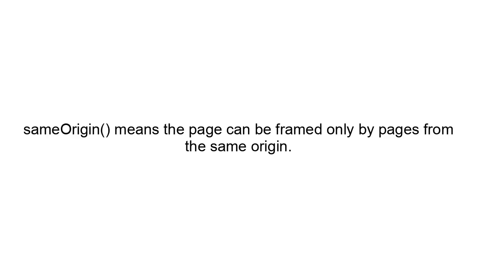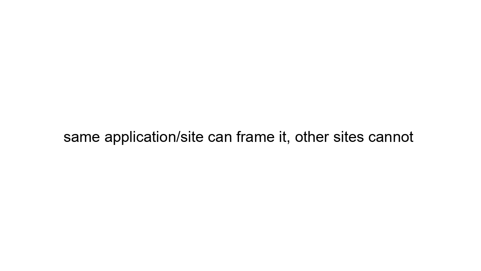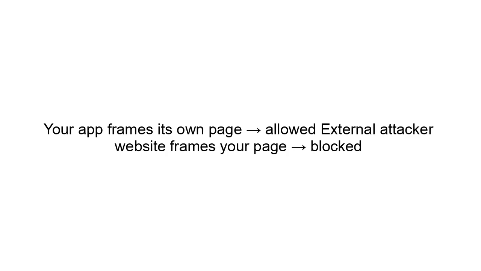Why sameOrigin can be better. SameOrigin means the page can be framed only by pages from the same origin. In simple terms, same application/site can frame it, other sites cannot. Example concept: your app frames its own page means allowed. External attacker website frames your page means blocked. So, this is often safer than completely disabling frame protection.